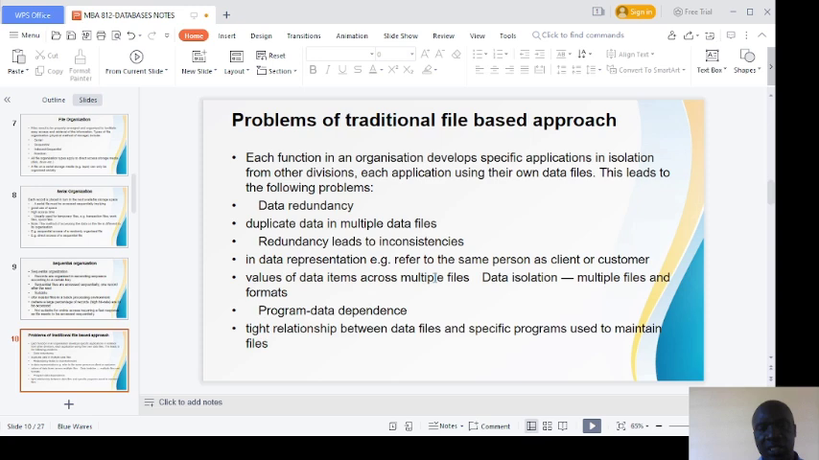Then another problem of the traditional system is that the program is data dependent. This filing system is data dependent, which means there's a tight relationship between the data files and the specific programs used to maintain them.